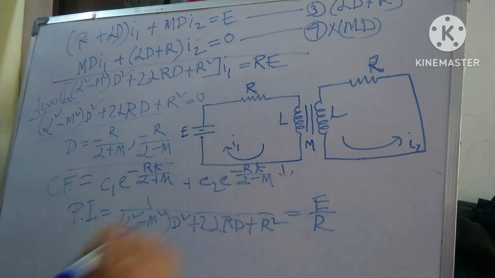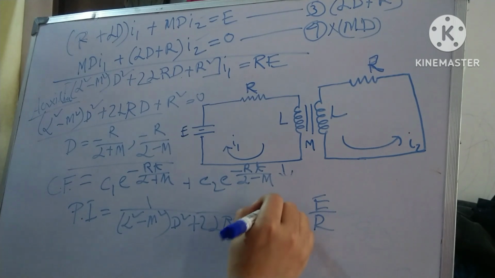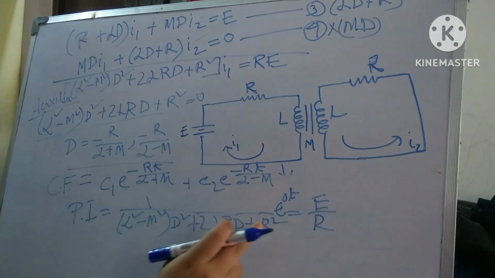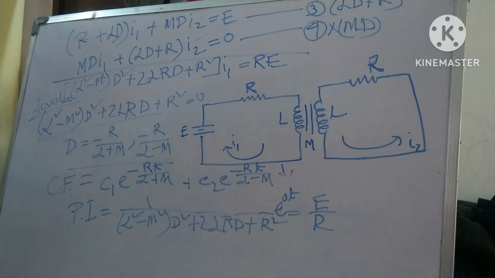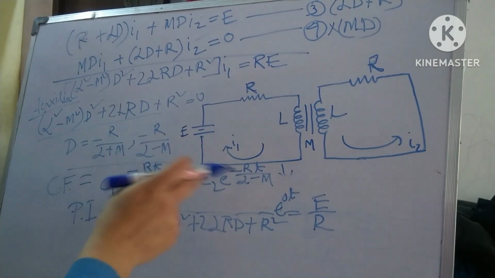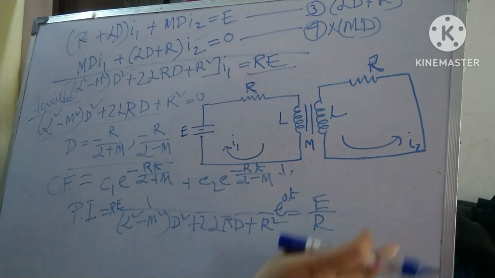Okay, very simple. Particular integral, how to find it, please check my differential equations video. You can understand more clearly because it is e to the power 0 t. Just put 0 in place of D. So you get E by R, because RE divided by e to the power 0 t, so it is E by R. Now I hope it is clear, friends?